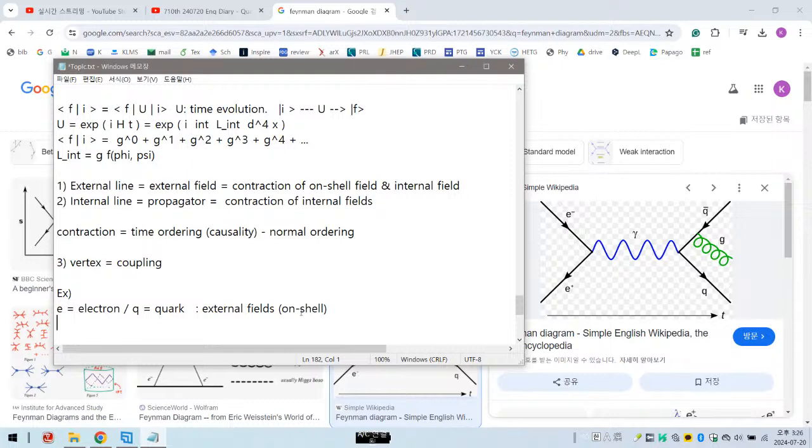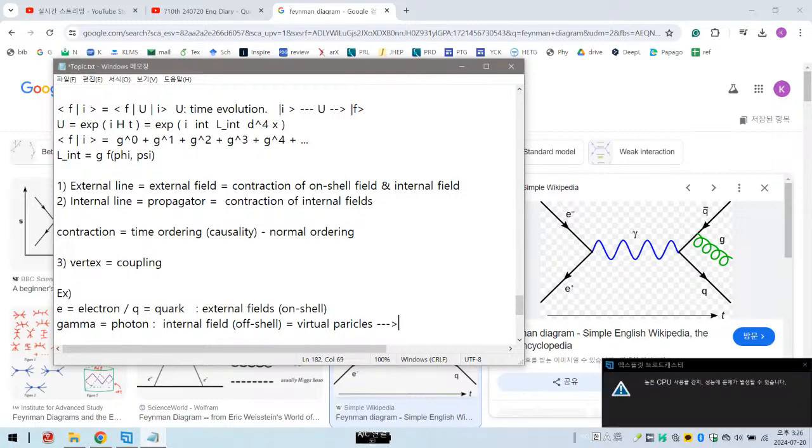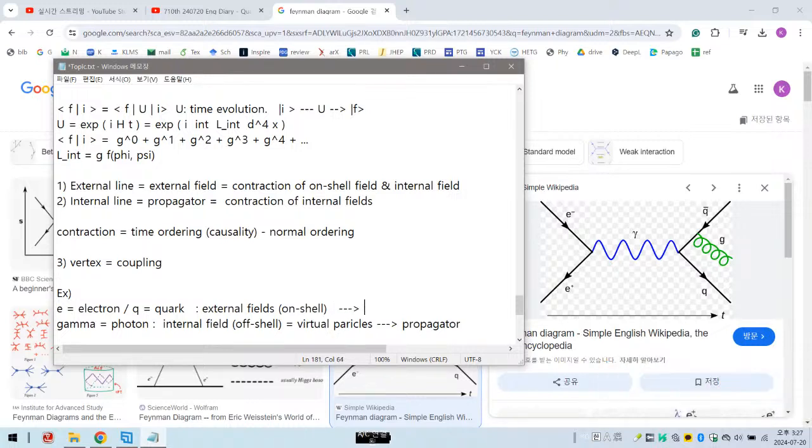But in the case of the photon, which is gamma here, this is an off-shell particle, so an internal line, or off-shell particle. So they are some kind of virtual particle. They are produced at some moment, but then they are destroyed. They just exist at some moment, not permanently, so they are intermediate particles. Corresponding to this internal line, we should give propagator components for the propagator contributions to the amplitude, and the external lines contribute as external lines.